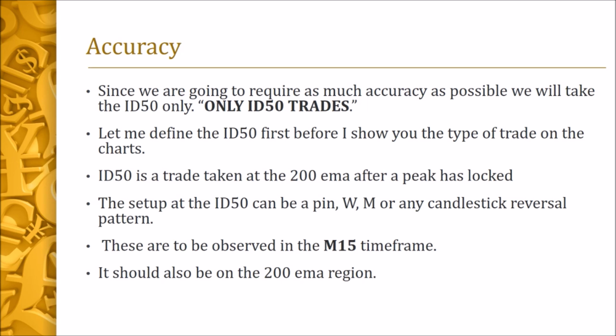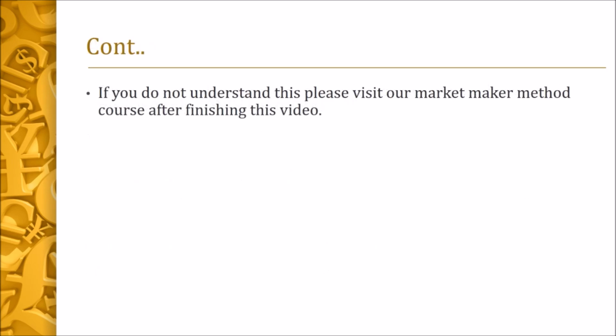ID 50 is a trade taken at the 200 EMA after a peak has locked. The setup at the ID 50 can be a pin, W, or any candlestick. These are to be observed in the M15 timeframe. It should also be on the 200 EMA region. If you do not understand this, please visit our Market Maker Method course after finishing this video.